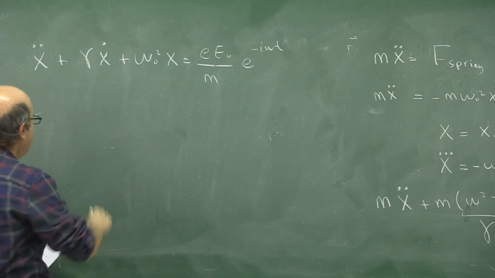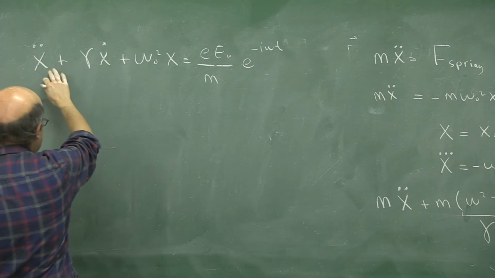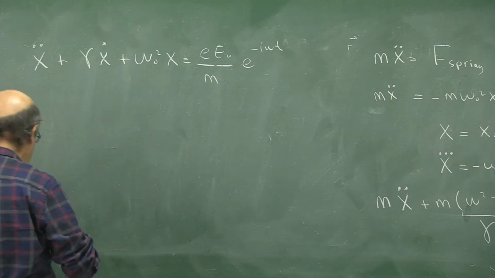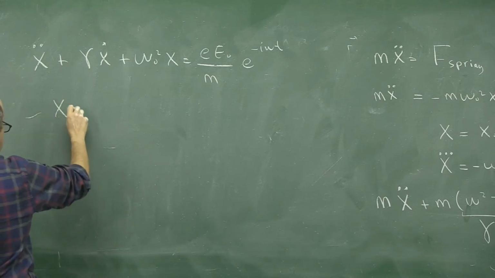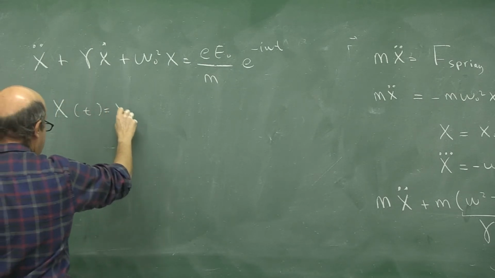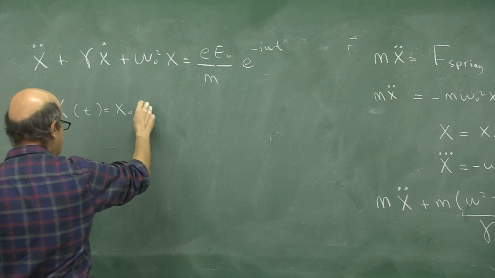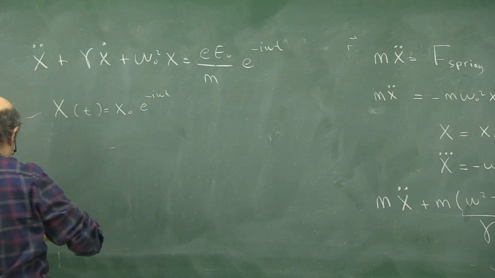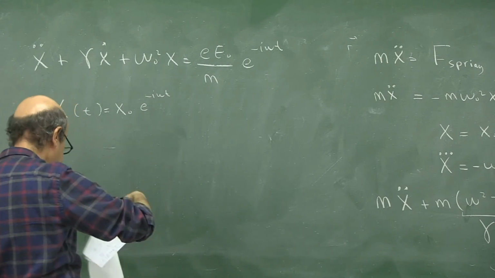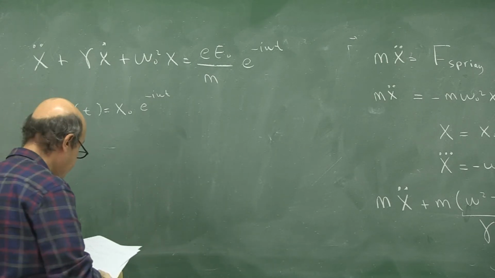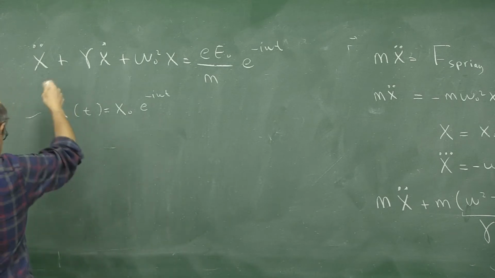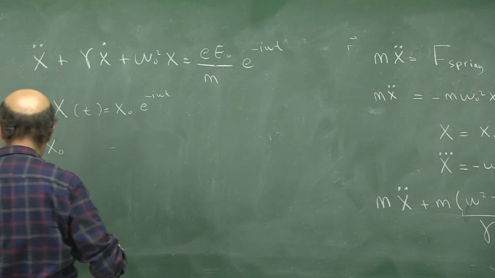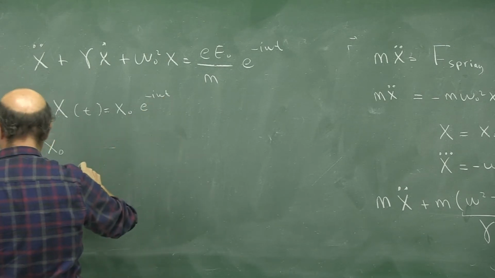Since now x double dot and x are complex numbers, propose a solution x of t equals x0 e to the minus i omega t. If you propose this solution and plug it into the above differential equation, you know this from the waves course, you will obtain x0. x0 is a complex number. So the double derivative of this will be what?